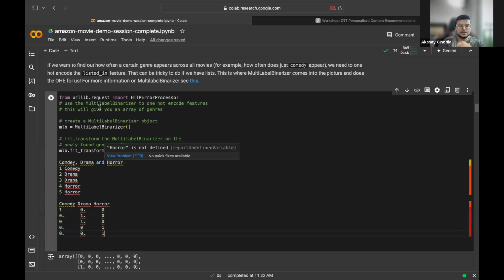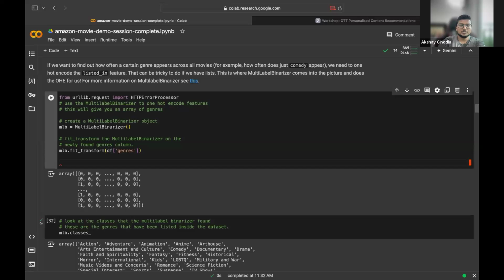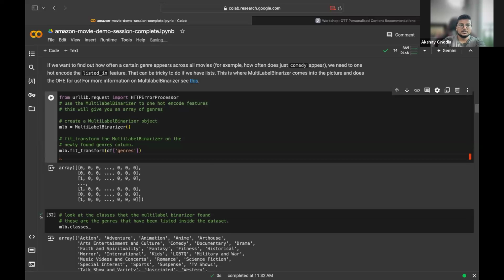The difference with multiple label binarizer is that now I have multiple categories like comedy, drama, right? If both are in, let's say, the first row, then both are going to be 1. That is the only difference. This is an interesting way to show categories. The other way is embeddings. We are not going to cover that today, but good. Any questions?